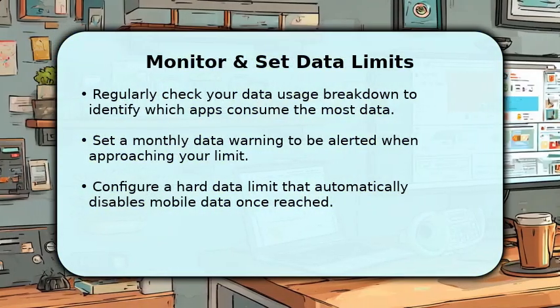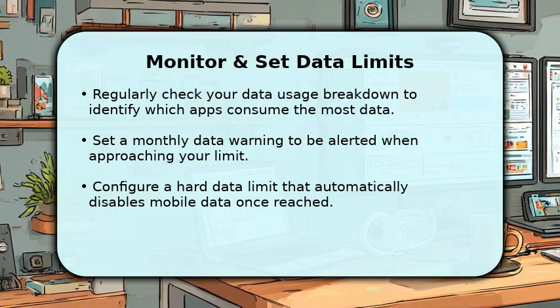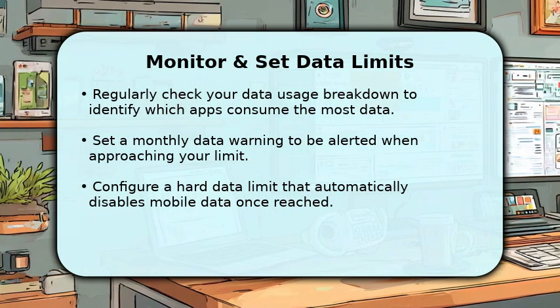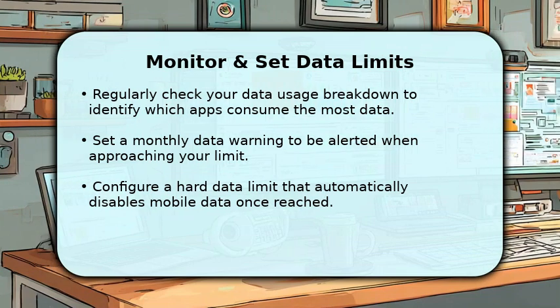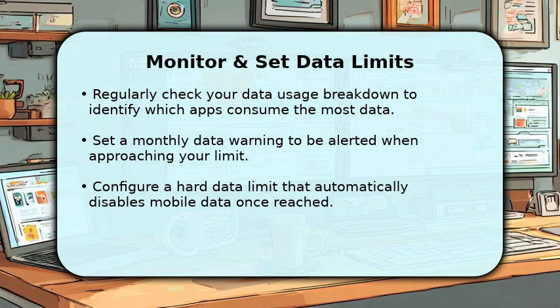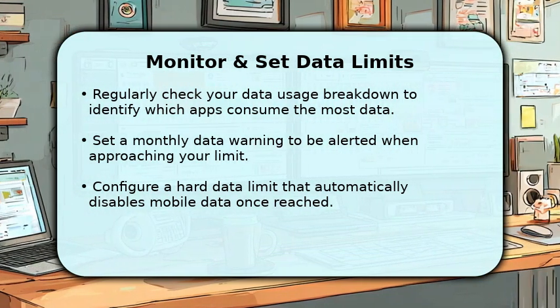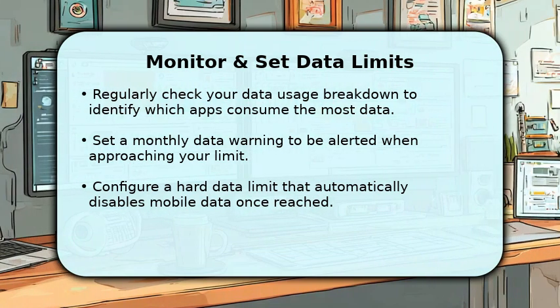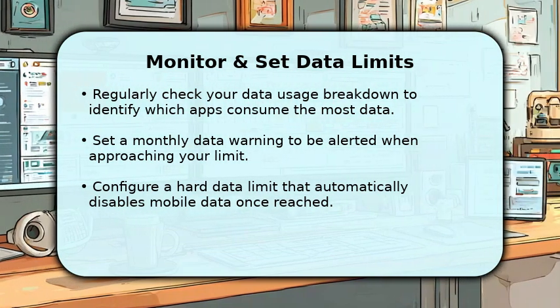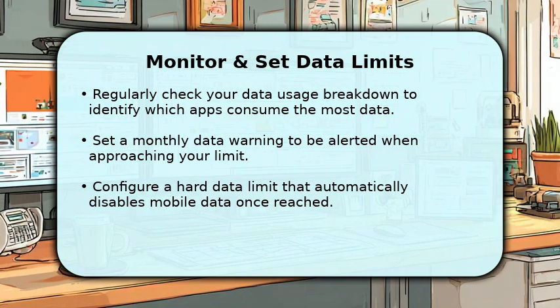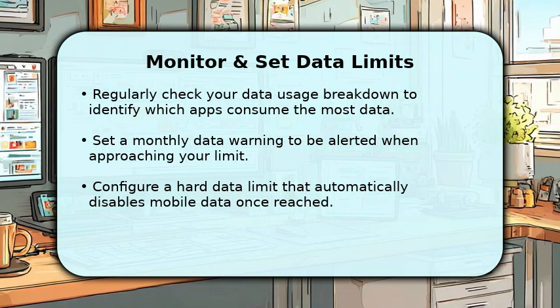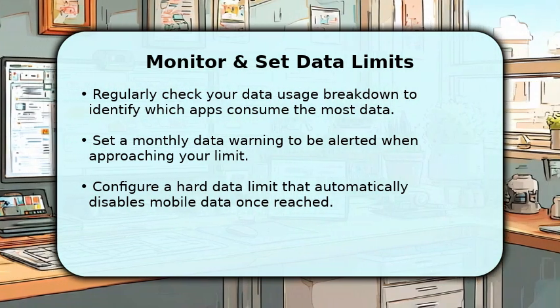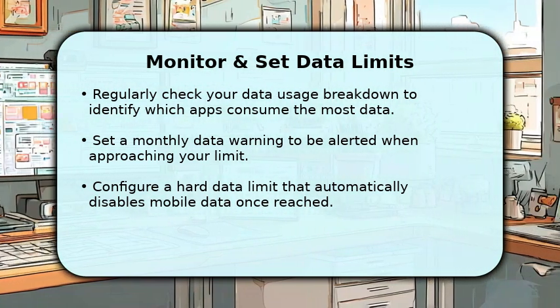To stay on top of your data usage, regularly check your phone's data consumption summary. Navigate to Network and Internet, then Mobile Network to view detailed statistics. Here, you can also set a data warning that alerts you when you've used a certain amount, perhaps 90% of your plan. Even better, establish a hard data limit that automatically turns off mobile data once your allowance, such as 15 gigabytes, is reached, preventing unexpected overage charges.